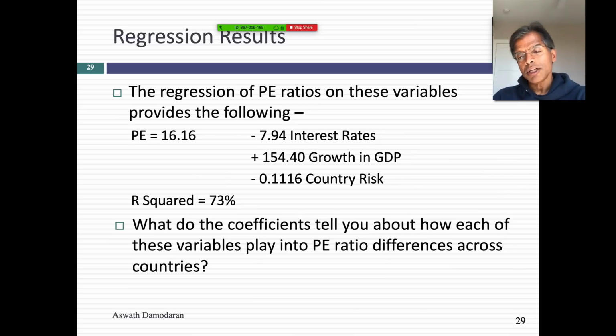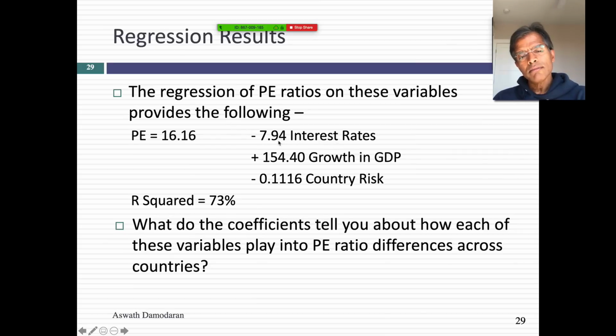I'm going to open up my statistics book to the chapter on multiple regressions. Remember, in a multiple regression, you have a dependent variable and independent variables. The dependent variable here is the P/E ratio, and the three independent variables are interest rates, real growth in GDP, and country risk. I ran the regression. I got an R squared of 73%. That's a pretty good R squared. It's a small sample, so I'm not going to get too excited. But let's look at the coefficients and see if they make sense.